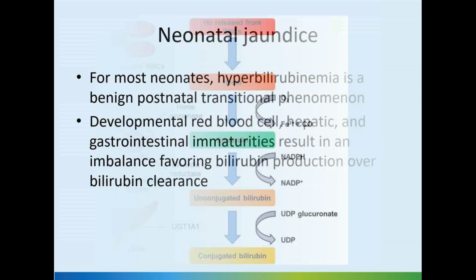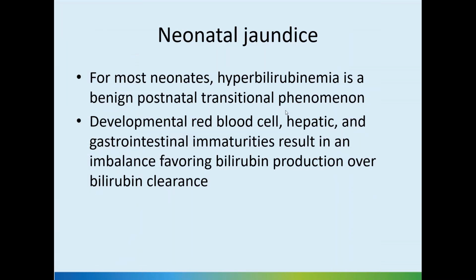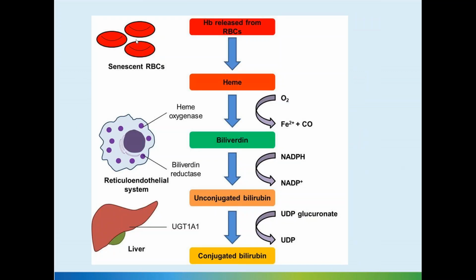For most neonates, hyperbilirubinemia is a benign postnatal transitional phenomenon. However, developmental red blood cell, hepatic and gastrointestinal immaturity results in an imbalance favoring bilirubin production over clearance. Normally it's just the senescent RBCs that break down. But as we know, the fetus has a high load of red blood cells because of the hypoxic in utero environment. And when the baby is born, when exposed to the oxygen in the environment, more red cells are destroyed in the reticuloendothelial system. So there is a higher release of RBC breakdown products in the baby's blood.